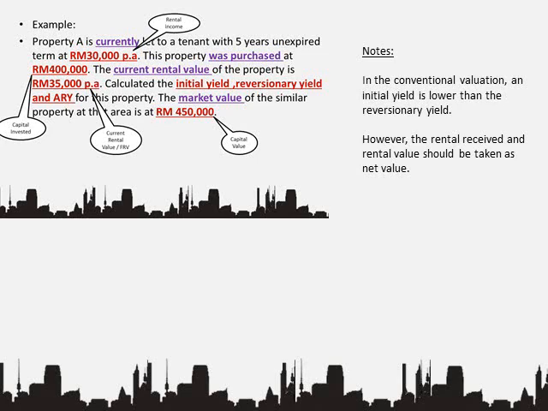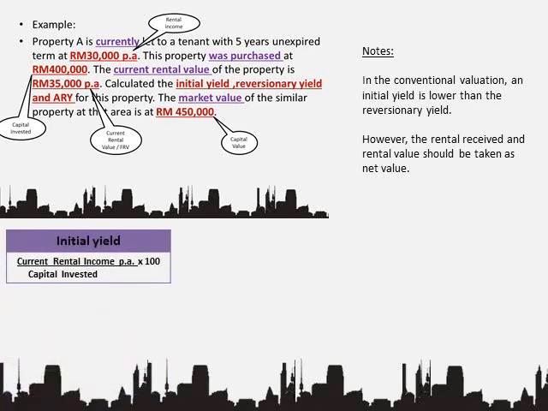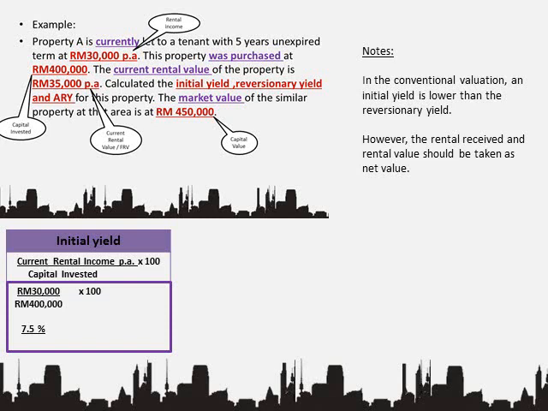So from that, we are able to calculate the initial yield, reversionary yield, and also all risk yield. First we look at the initial yield. The formula is current rental income, or current rental received, divided by the capital invested. Our current rental received is 30,000 and the capital invested is 400,000. Times 100, so you get 7.5% initial yield.